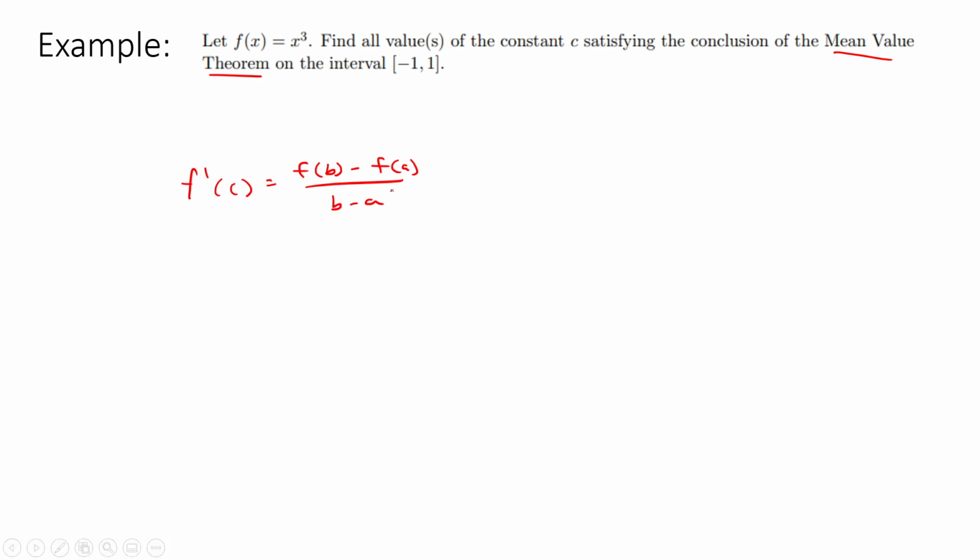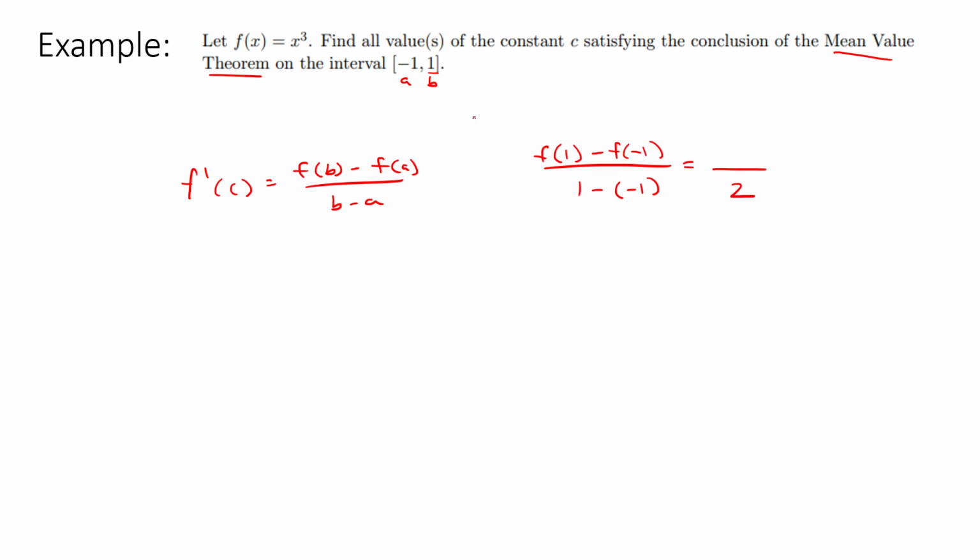Okay, so start by writing that down. And now plug in what you know. A and B are the endpoints of the interval. So we're going to do f of 1 minus f of -1 all over 1 minus -1. Okay, so the bottom cleans up to 2.